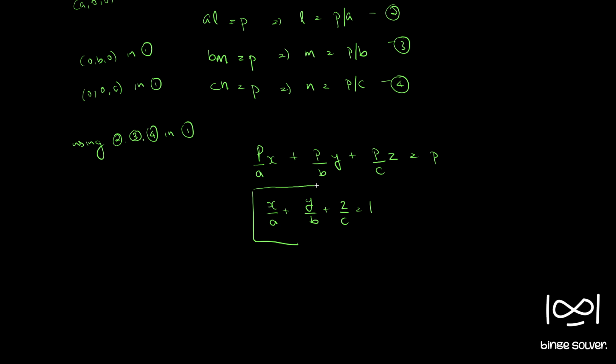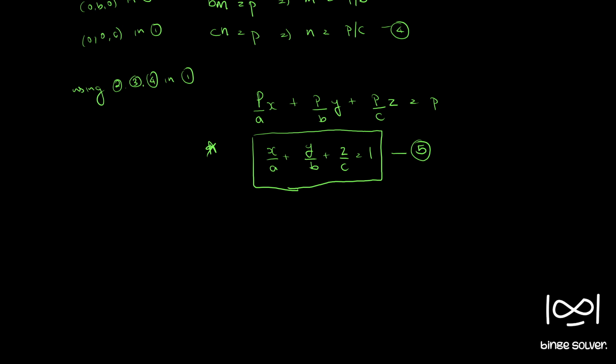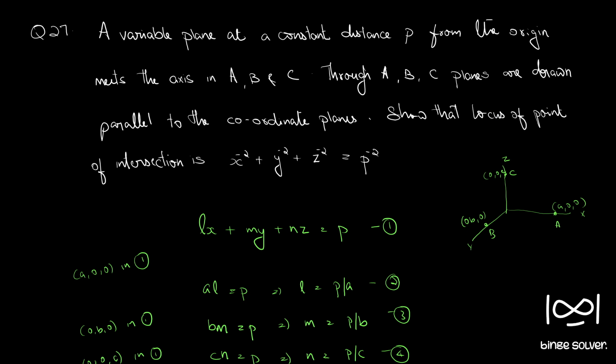I just derived it, but if you remember this, you can start from this equation itself. You don't have to write all these steps. You can right away start by saying that the equation of a plane passing through a, 0, 0 and 0, b, 0 and 0, 0, c is this. So just remember this equation. Let's call this equation phi. This is the equation of a plane passing through these three points.